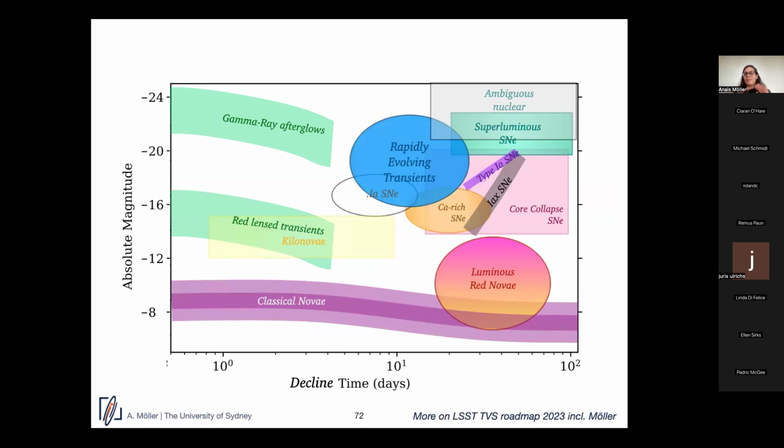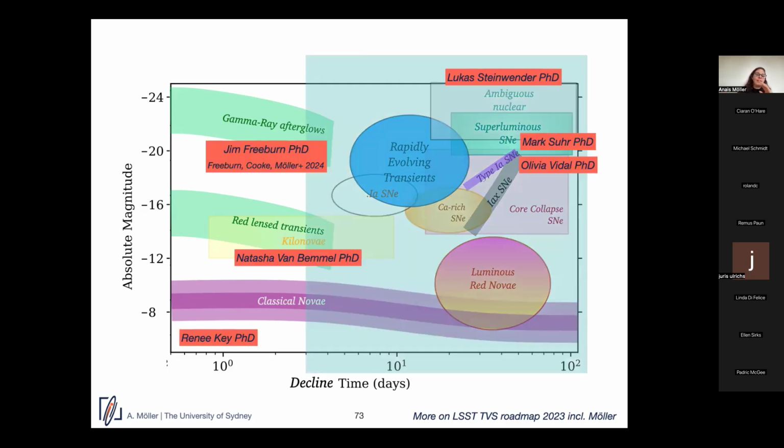And this is a very cartoonish map of the brightness against decline time of different types of transients. And you can imagine that these are not squares or circles. We really don't know the boundaries of these families. And there are some of them that we really don't know what they are, like ambiguous nuclear transients and rapidly evolving transients. We really don't understand what they are.